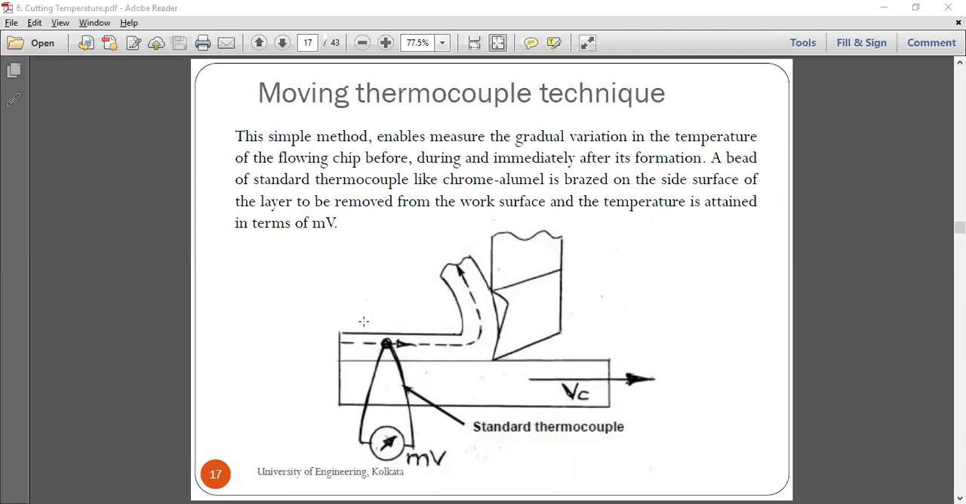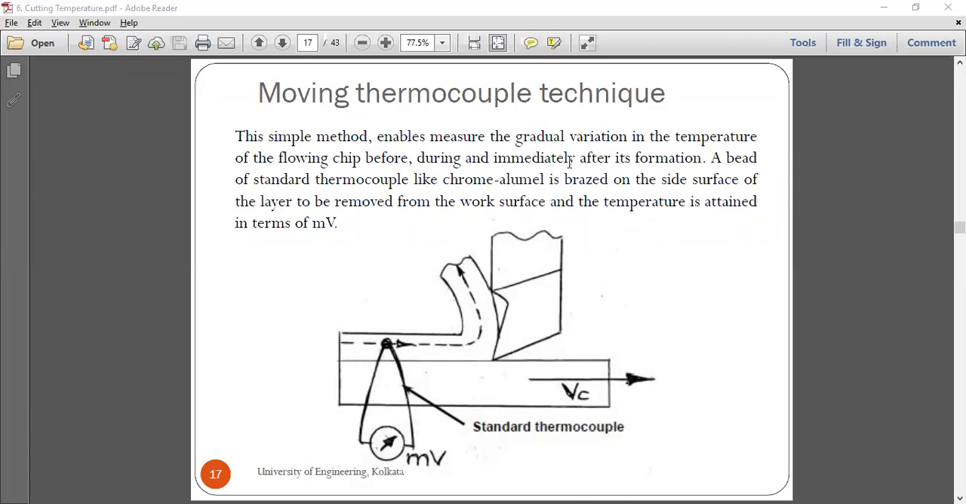As you can see here, the thermocouple is connected to a point where the chip has not yet been removed. It is the uncut chip. As it is removed, you will get the difference in the temperature. So before it reaches the shear plane, the temperature will be recorded. After it enters the shear plane, crosses the shear plane and moves out, you will get the value for the entire process.